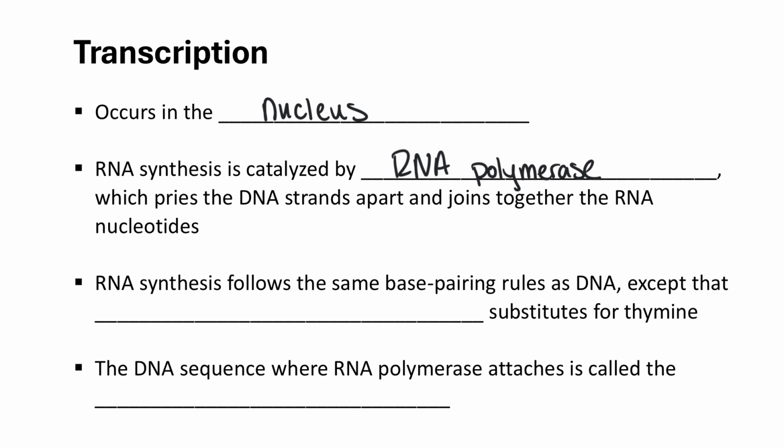RNA synthesis is going to follow the same base pairing rules as DNA, except that uracil is going to substitute for thymine. So we see thymine only in DNA, and we see uracil in RNA. The DNA sequence where RNA polymerase attaches on the DNA is called the promoter.